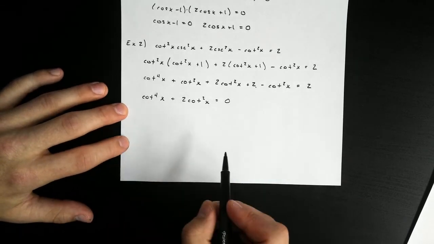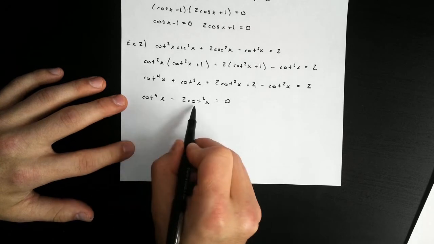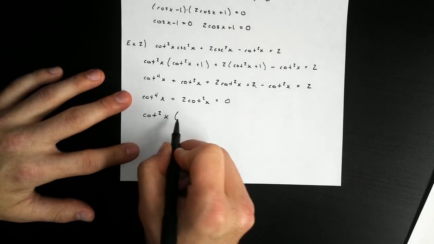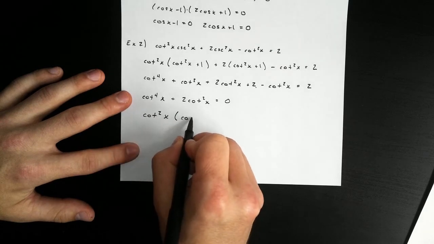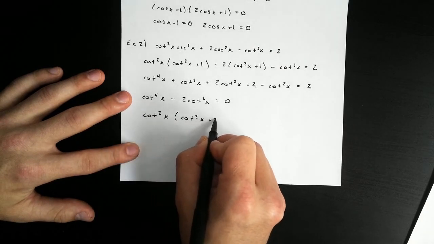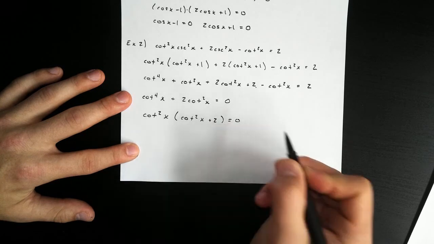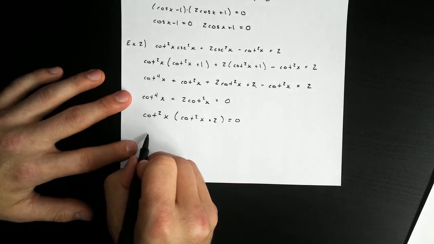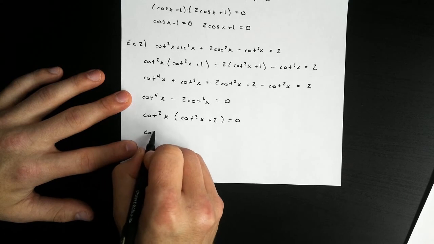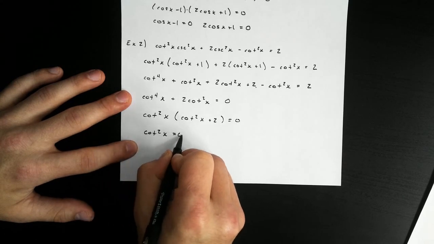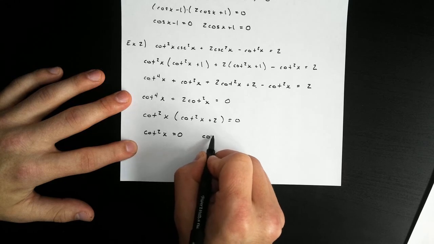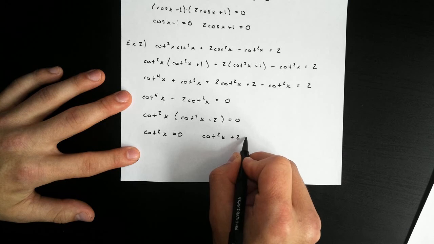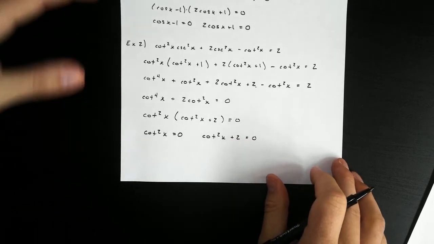Okay, let's factor this. Two terms, they both have a cotangent squared in them. So we'll factor that out, and we're left with cotangent squared of x times cotangent squared of x plus 2. Using the zero product property, cotangent squared of x is equal to 0, or our second possibility, cotangent squared plus 2 is equal to 0.